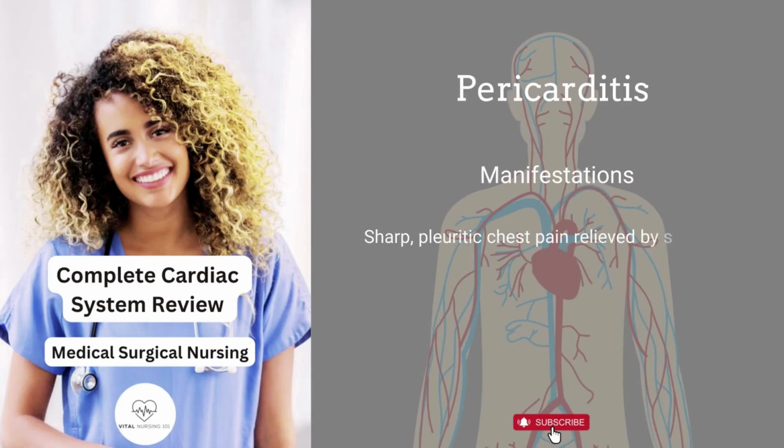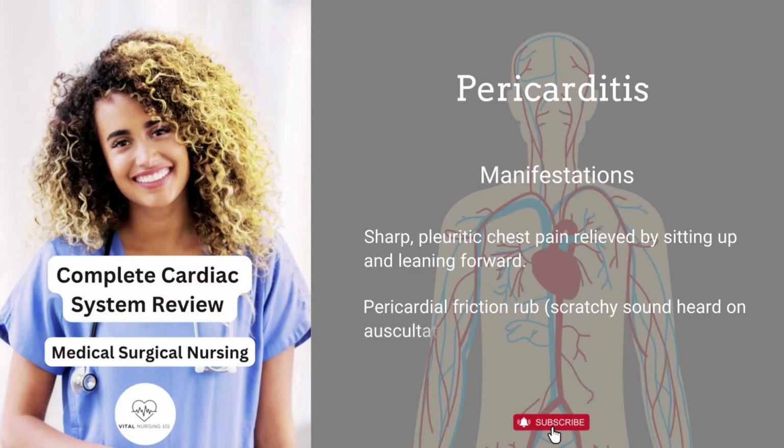Manifestations are the following. Sharp pleuritic chest pain relieved by sitting up and leaning forward. Pericardial friction rub, which is a scratchy sound heard on auscultation. Low-grade fever and dyspnea.